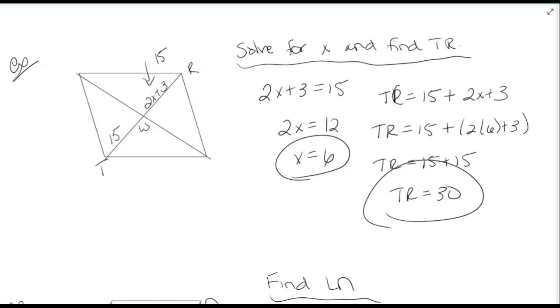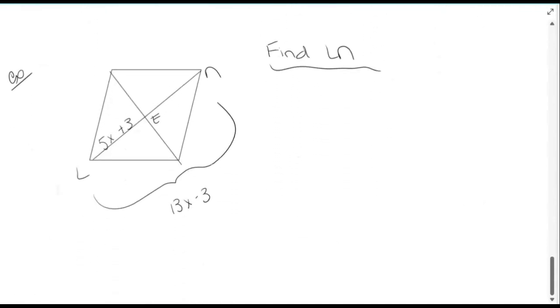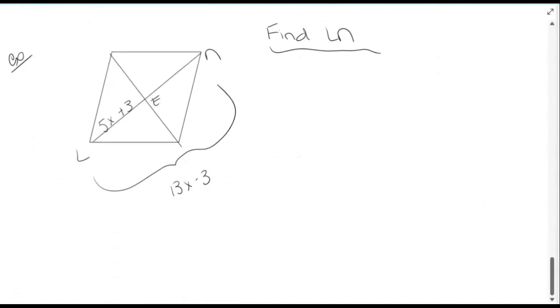Some of them won't be so obvious, like maybe this one. I always have to throw in one hard one. Okay, so let's say we wanted to find the value of LN. And what they give us is this short diagonal LE, and then they give us the whole diagonal LN. Well, I know that this piece here also has to be 5x plus 3, right? Because the diagonals bisect each other, meaning the segments of a diagonal are congruent to each other.